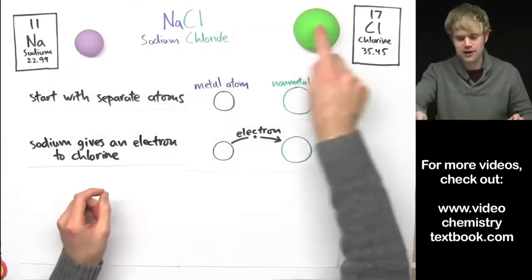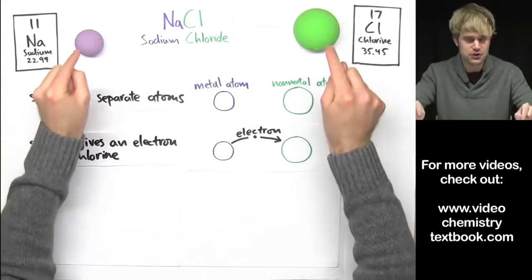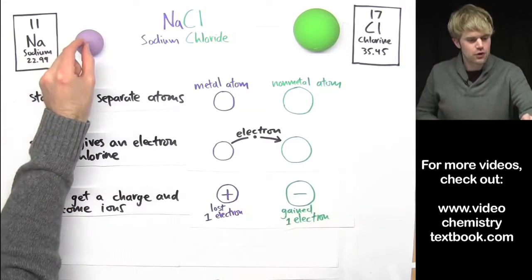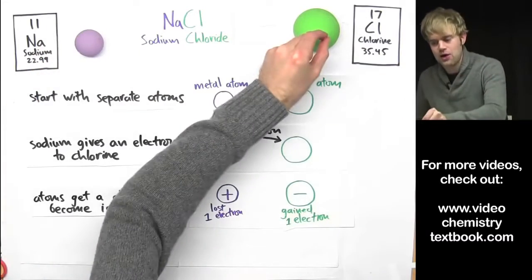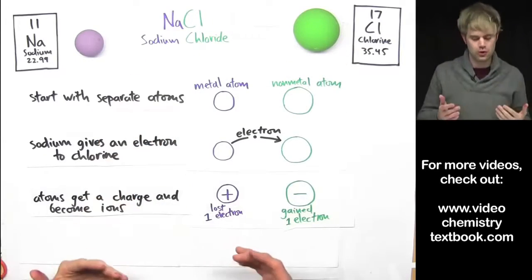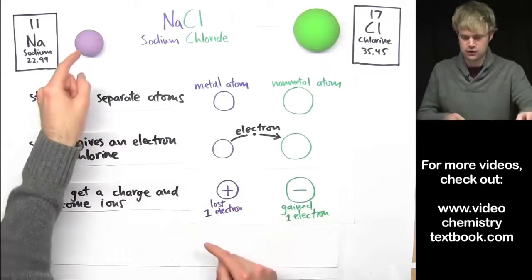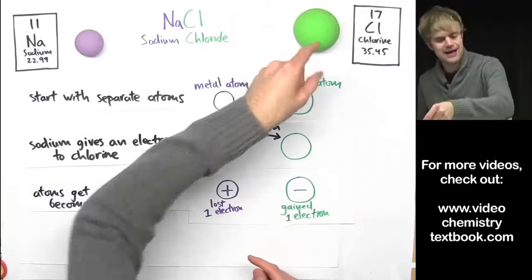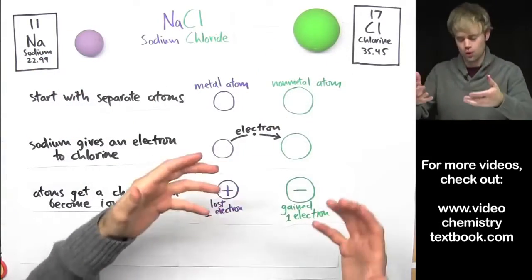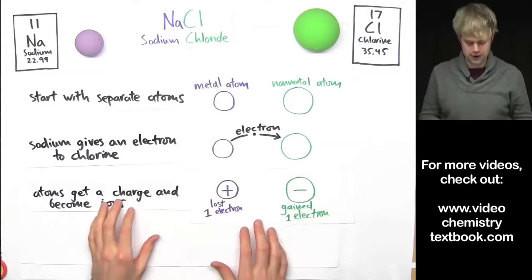Now this electron moving will change the charges of these two atoms. That's what happens in the next step. Sodium gives away one of its electrons to the chlorine, so it loses one electron. It has one fewer electron, and that's going to give it a positive charge because it lost an electron. But chlorine gained one of the electrons from sodium, so it's going to become negative. It's going to get a negative charge because of that extra electron.